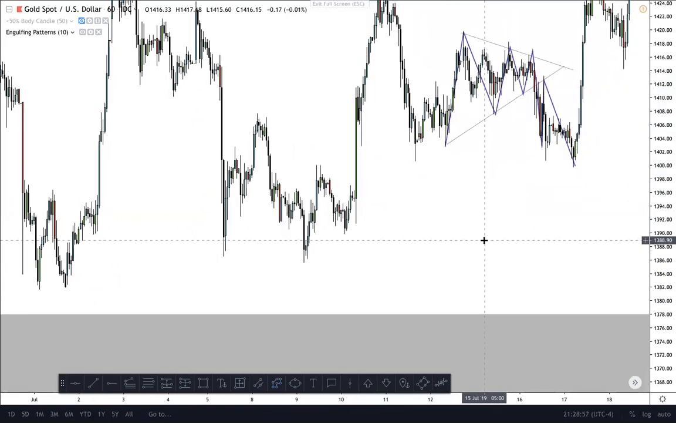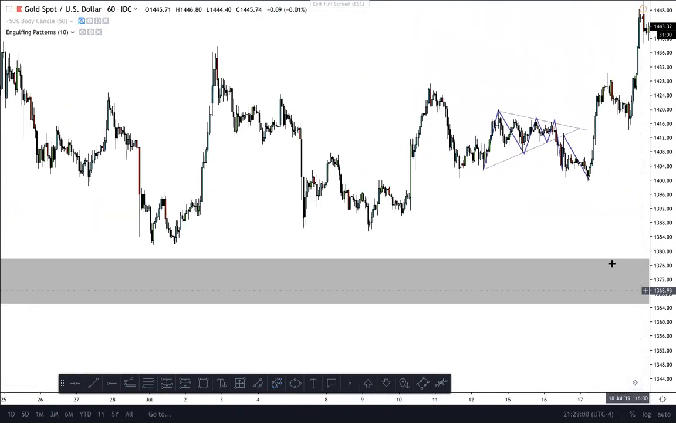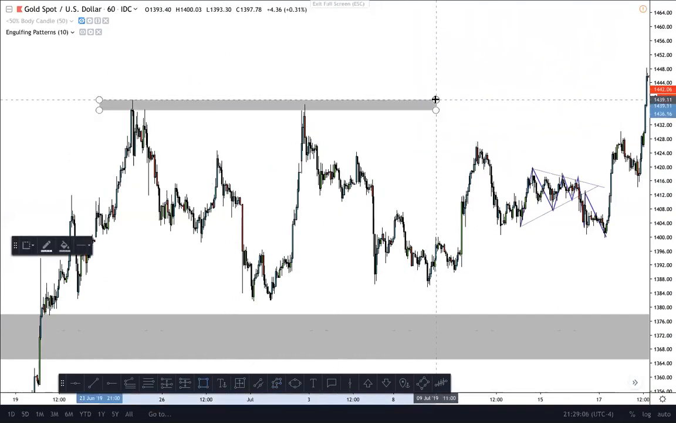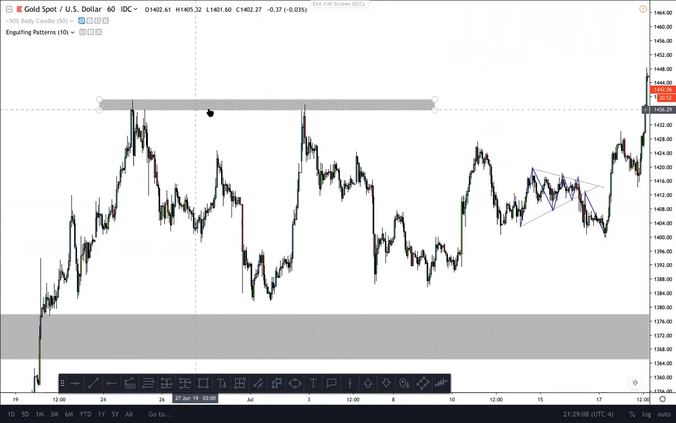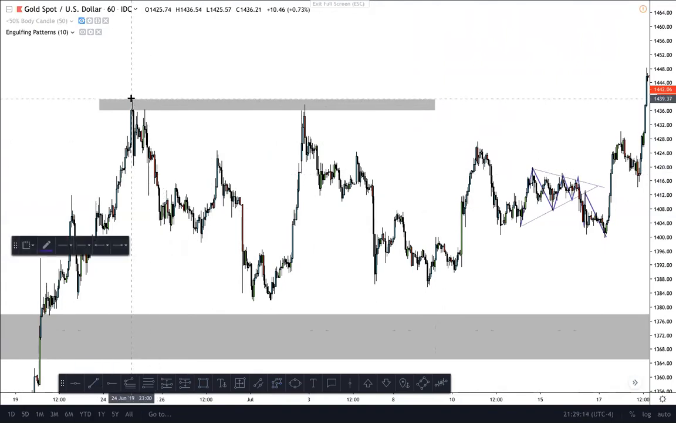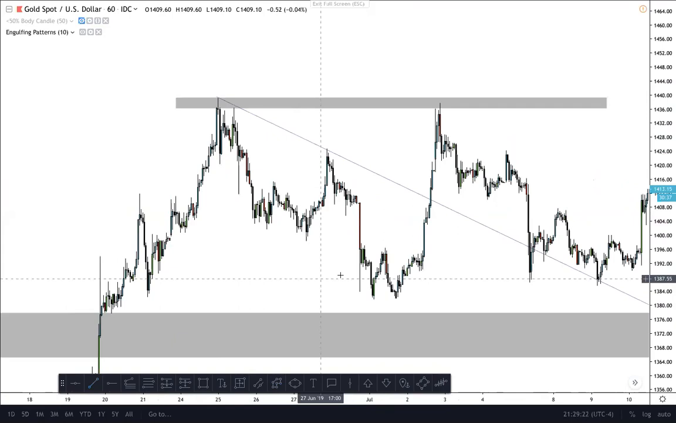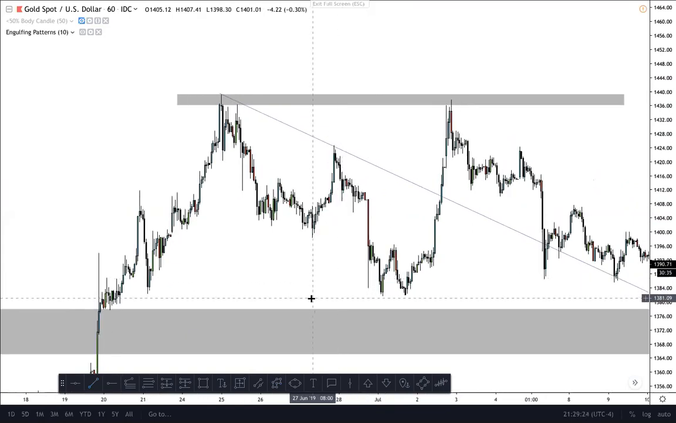So essentially, dynamic support and resistance is like connecting the dots. You see how you would connect these support levels and resistance levels here, like this. With dynamic support and resistance, you just connect the levels, but it doesn't have to be horizontal. It could be like this. I don't use it much, but it's just something you should know.